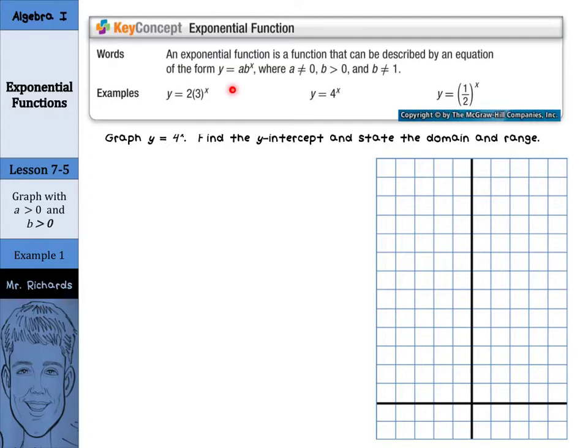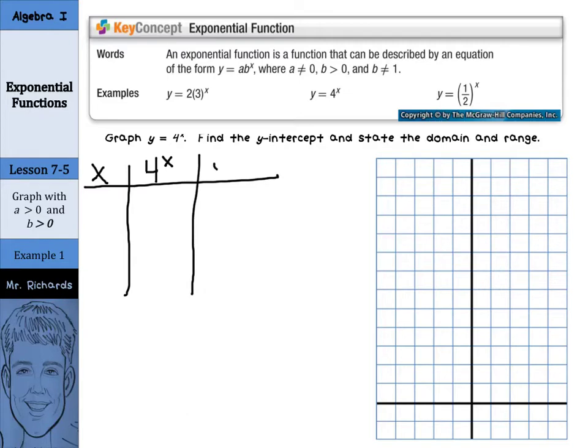Graph y is equal to 4 to the x. Find the y-intercept and state the domain and the range. Well, let's make an xy chart, but instead of just a simple xy chart, let's make an x, then our 4 to the x, and then our resulting y. And let's list our numbers -2, -1, 0, 1, and 2 for x. And let's start with 0, 1, 2, because I think those are easy to find.